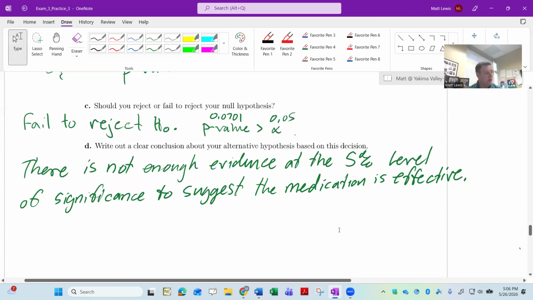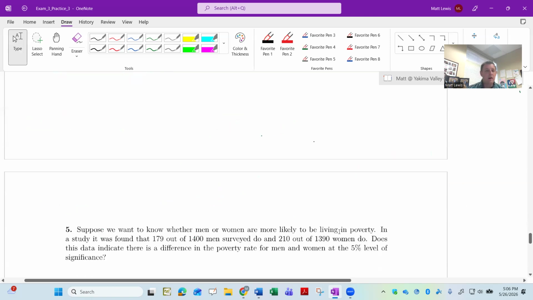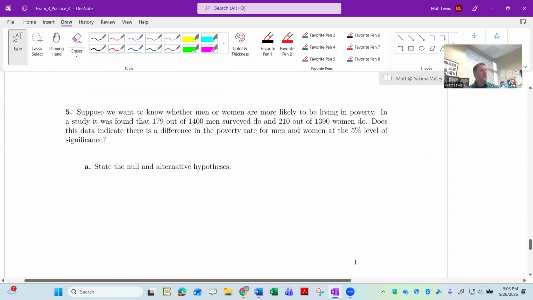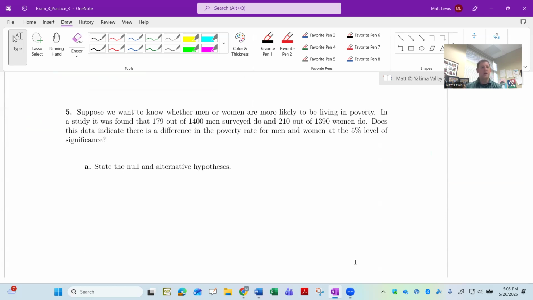All right, let's do one more. It says, suppose that we want to know whether men or women are more likely to be living in poverty. In a study, it was found that 179 out of 1,400 men surveyed do, and 210 out of 1,390 women do. Does this data indicate that there is a significant difference in the poverty rate for men and women at the 5% level of significance?